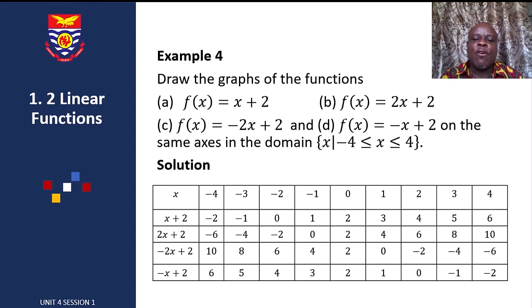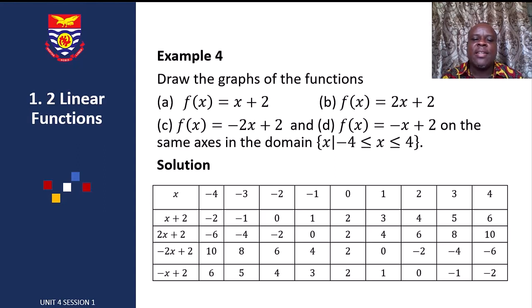We have already learned how to do substitution of values into an expression. So we are going to substitute all the x values, one after the other, into the given expression, in this case, x plus 2. So we put -4 in place of x, and we add it to 2. We get -2. We do the same thing with -3. We put -3 in place of x in x plus 2.